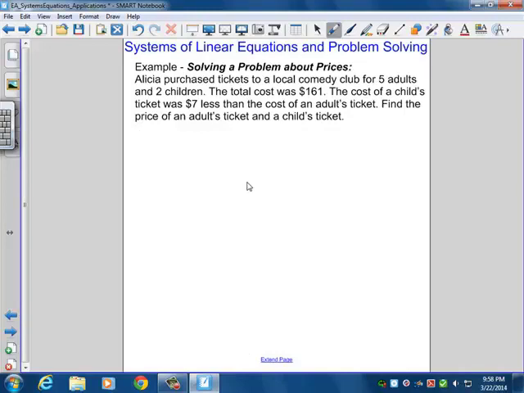Solving a problem about prices. Alicia purchased tickets to a local comedy club for 5 adults and 2 children. The total cost was $161. The cost of a child's ticket was $7 less than the cost of an adult's ticket. Find the price of an adult's ticket and a child's ticket. Okay, what's the first step? Reread the problem. So I'm going to give you a little bit here to reread the problem.